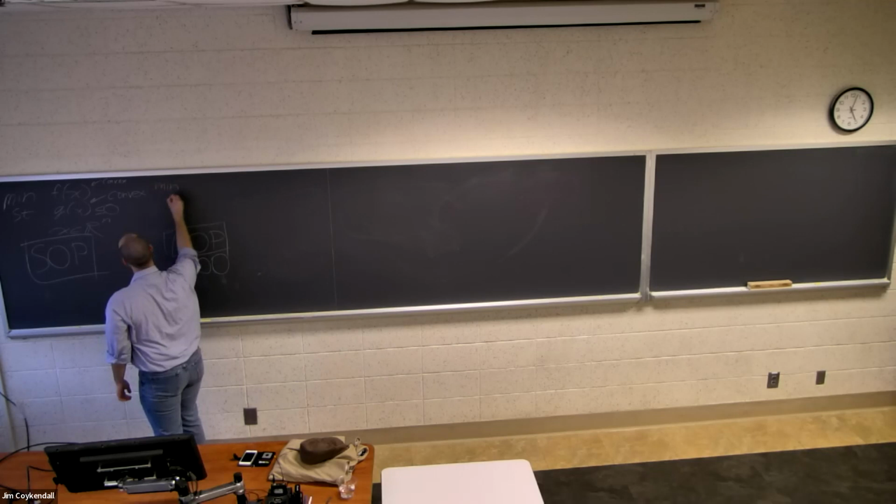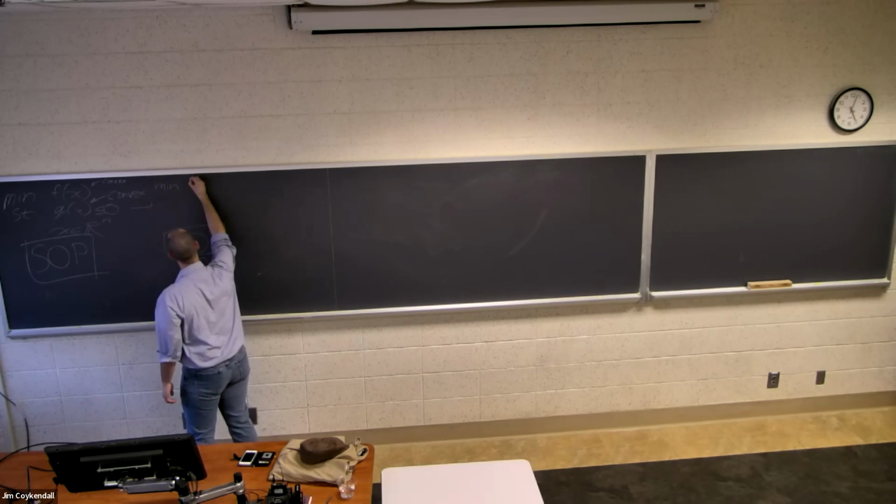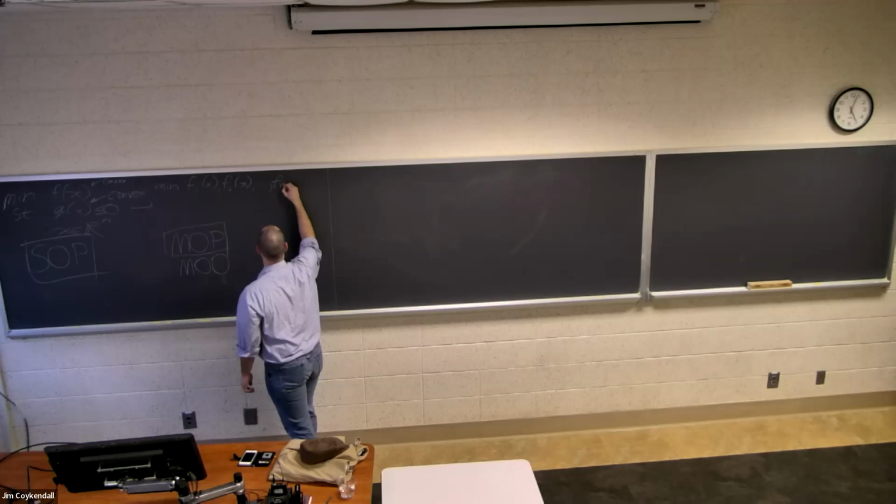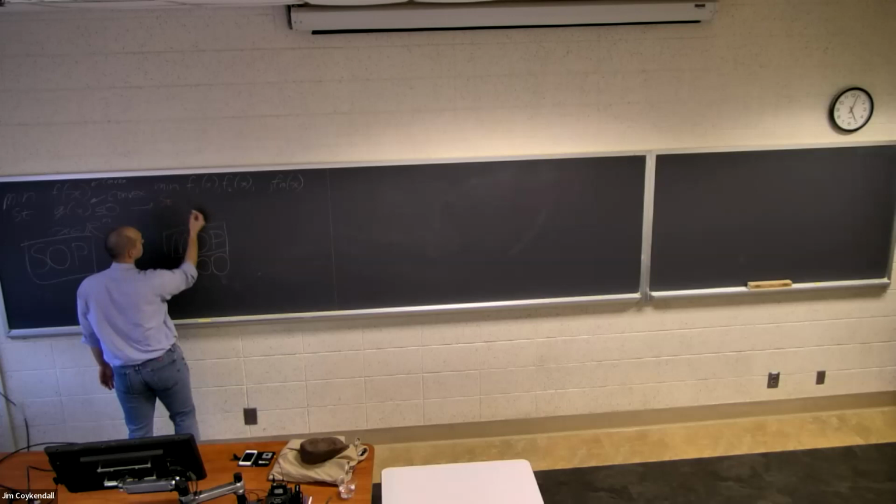Well, come from here, carry it over, you get minimize F1 of X, F2 of X, et cetera, until the cows come home. I'm going to get myself in trouble here, Fm of X, subject to some set of constraints, d of x less than or equal to 0.